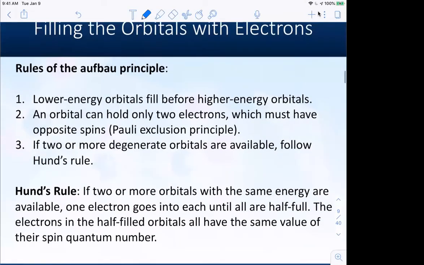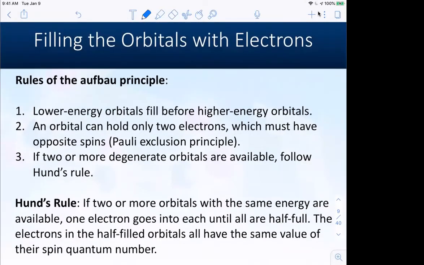So here are some rules about filling the orbitals with electrons. According to the Aufbau principle, lower energy orbitals are going to fill before the higher energy orbitals. Any orbital can hold only 2 electrons, and they have to have opposite spins, right? So it has to be spin up and spin down if I pair them together. This again is called spin pairing.